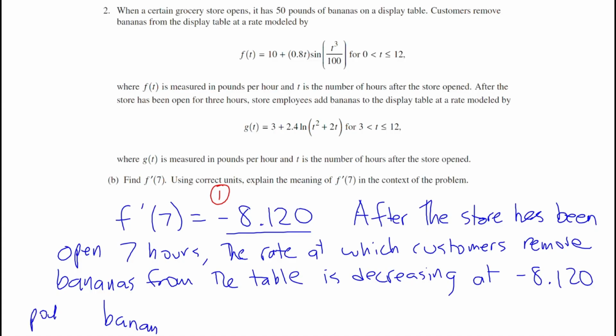Oh, that's not bananas, it's pounds of bananas per hour. That's the f of t units. And so when we take the derivative with respect to t, we have to add another per hour here. It's kind of like an acceleration, but don't say acceleration. It's not acceleration, right? The units are like the units of acceleration, but it's just that the rate in pounds of bananas per hour is decreasing at negative 8.120 per hour. And so it's pounds of bananas per hour per hour. And they gave you 2 points for this, one for the value that we already found and one for the description of what it means using the right units.